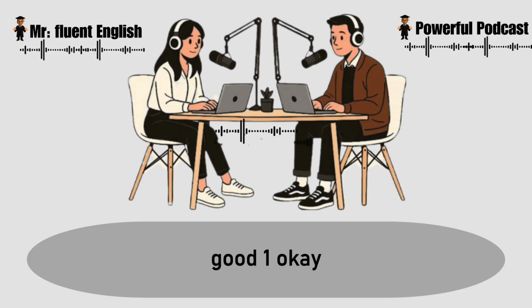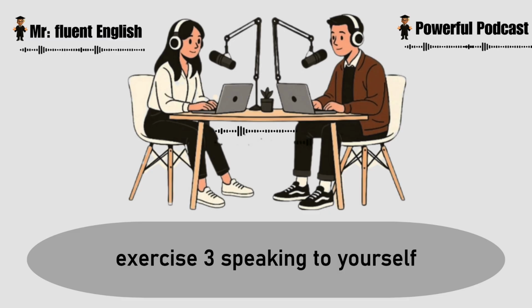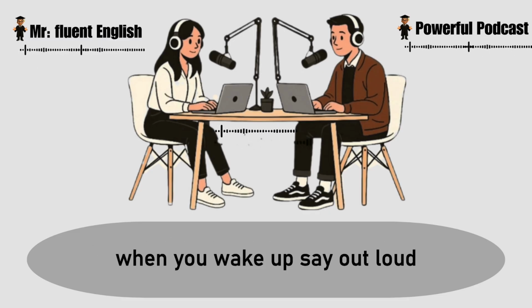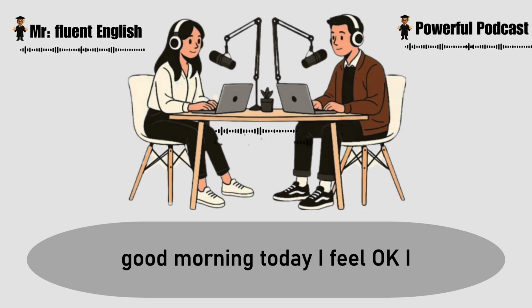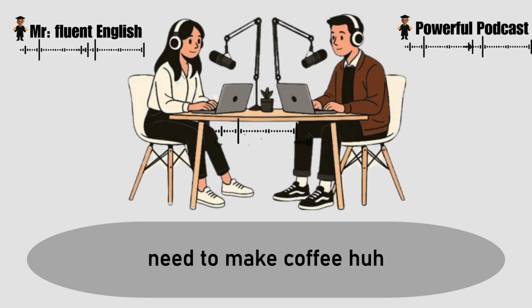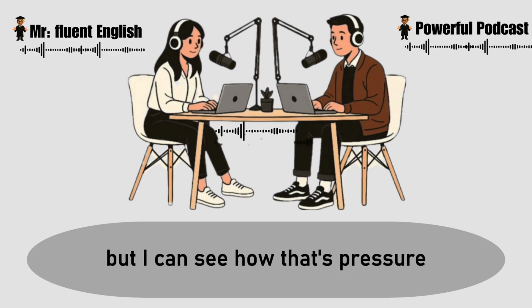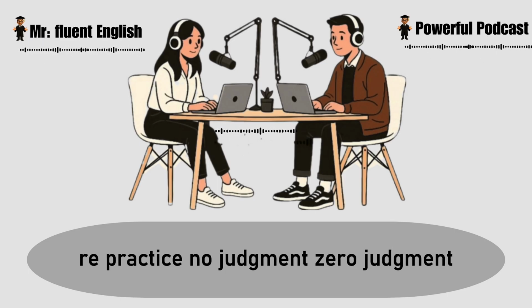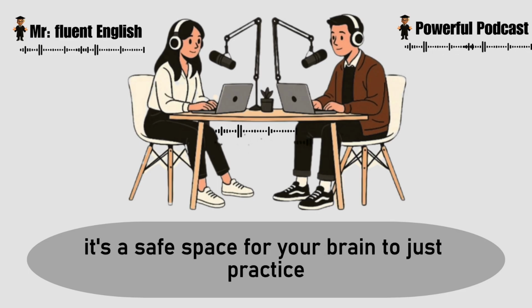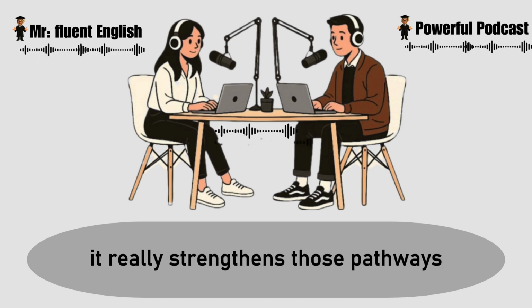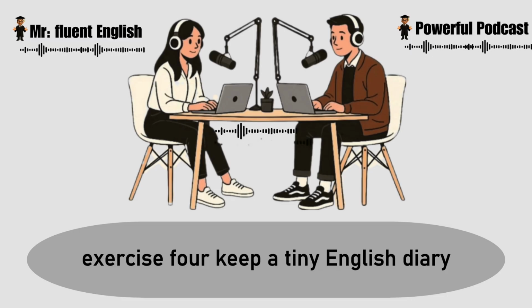Good one. Okay, exercise 3. Speaking to yourself. We touched on this, but let's make it concrete. When you wake up, say out loud, "Good morning. Today I feel okay. I need to make coffee." Yeah, it might feel a bit strange at first, but I can see how that's pressure-free practice. No judgment. Zero judgment. It's a safe space for your brain to just practice forming sentences, retrieving words, without any fear. It really strengthens those pathways. Makes sense.